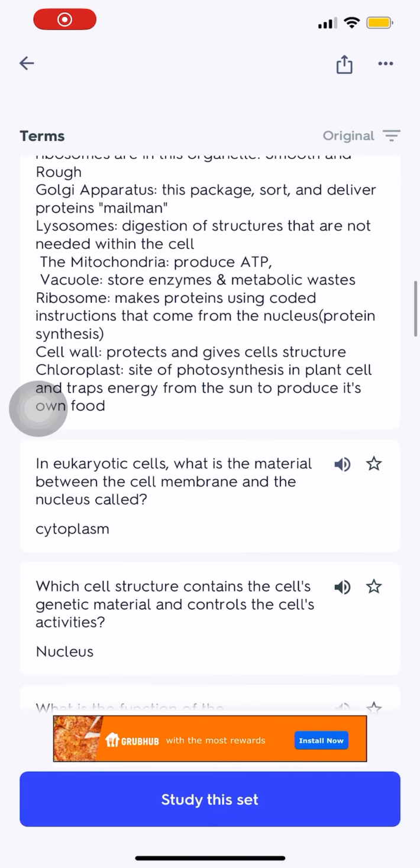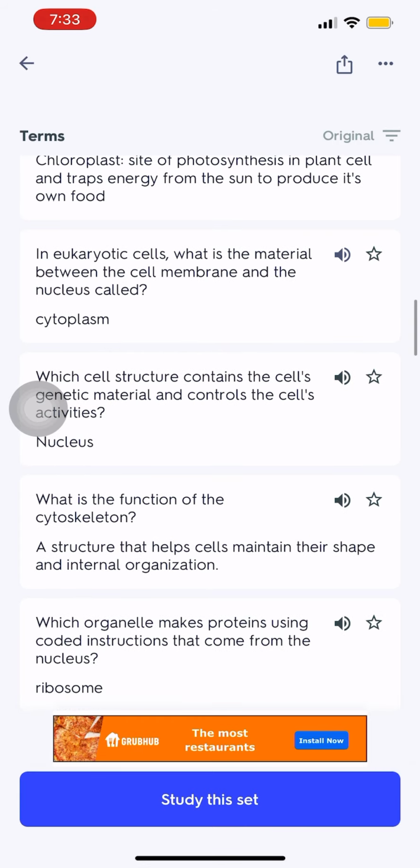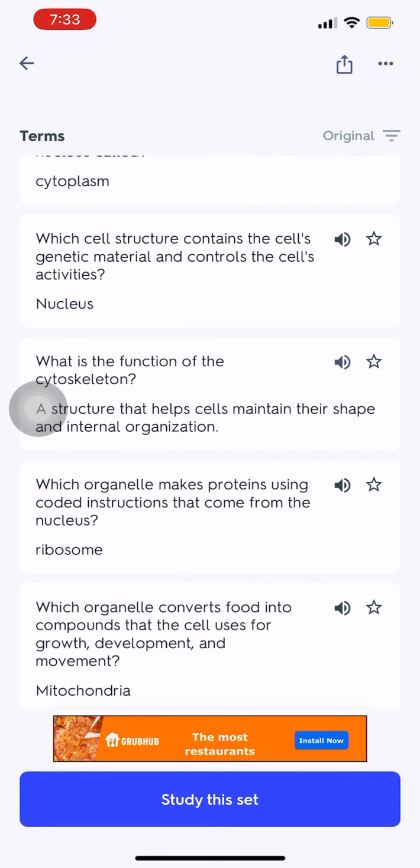In eukaryotic cells, what is the material between the cell membrane and the nucleus called? Cytoplasm. Which cell structure contains the cell's genetic material and controls the cell's activities? Nucleus. What is the function of the cytoskeleton, a structure that helps cells maintain their shape and internal organization?